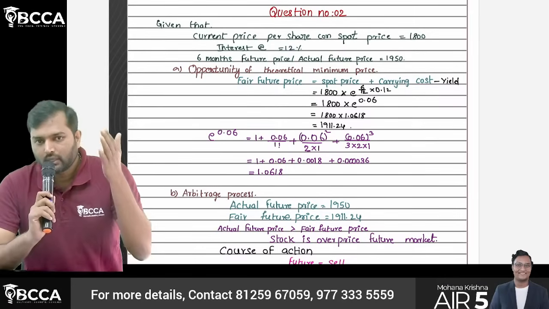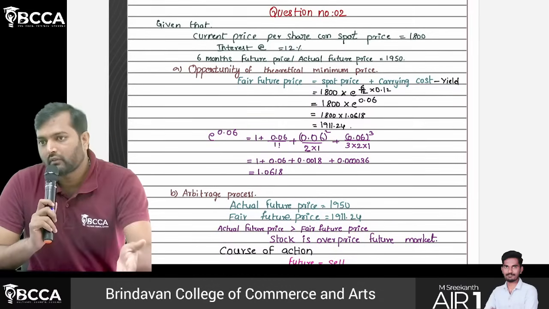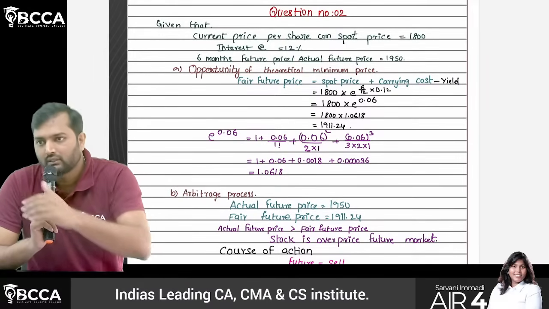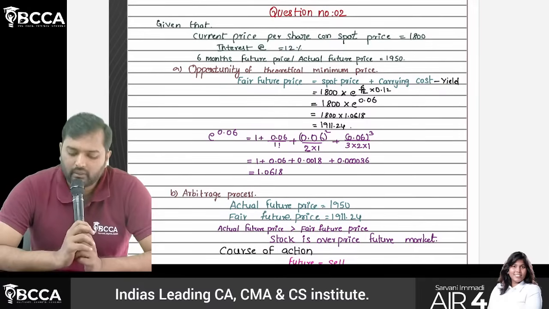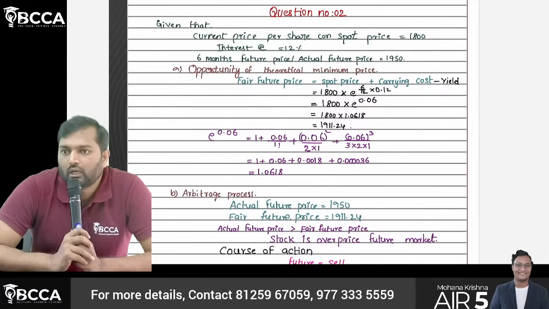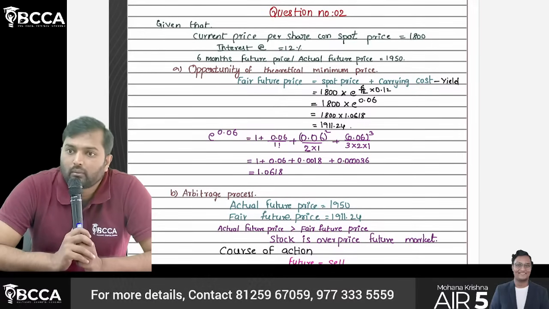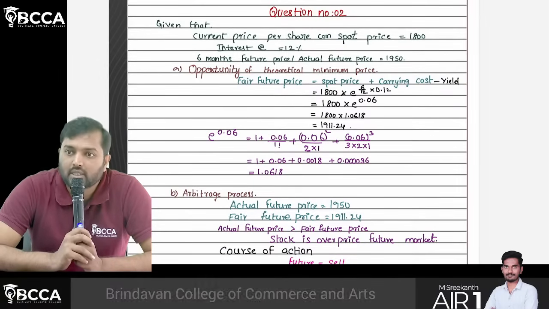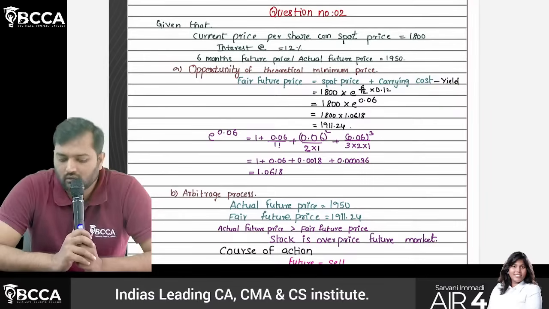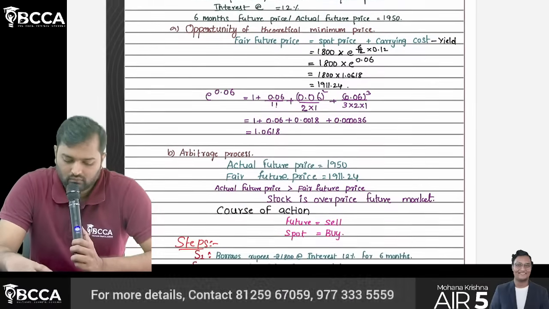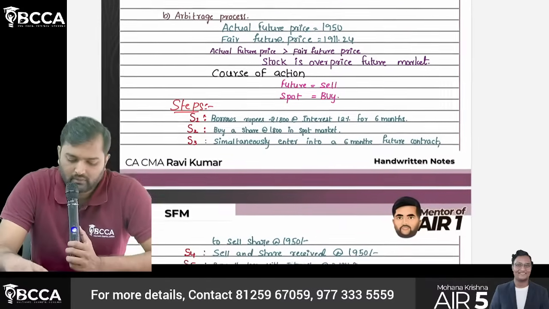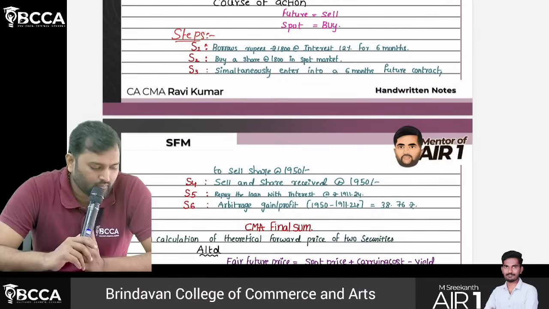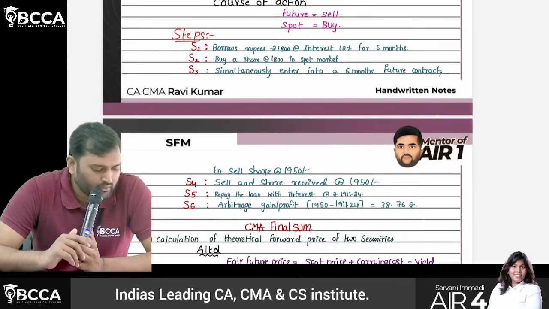So in the spot market, arbitrator will buy one share at the rate of 1800. Okay, and will carry it for next 6 months. Carrying cost will be 111.24 and overall cost will be 1911.24. And he will sell share after 6 months at the rate of 1950. He will receive a benefit of what? 38.76. Very good CMA student.